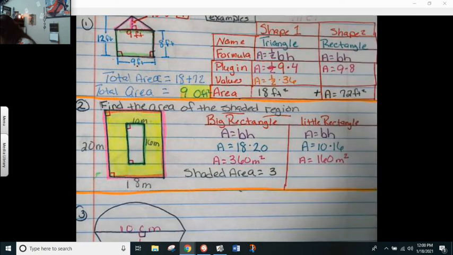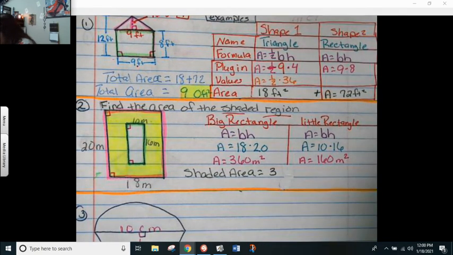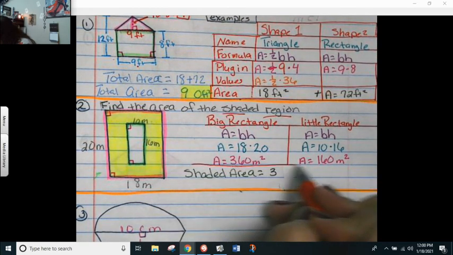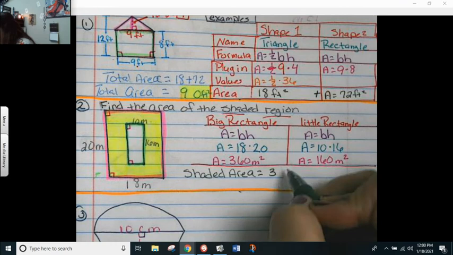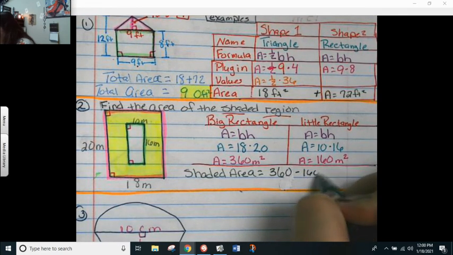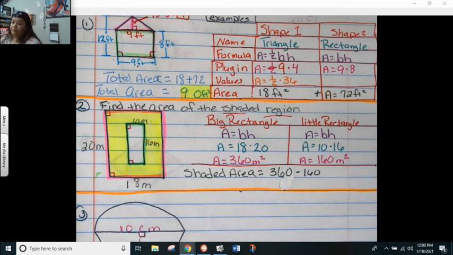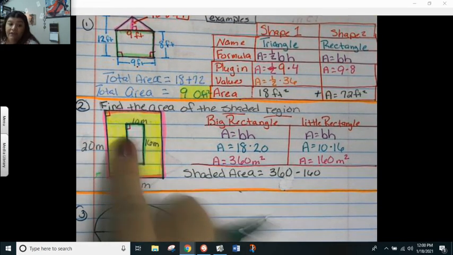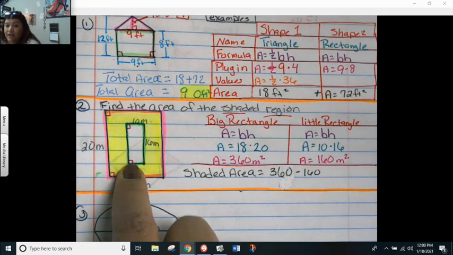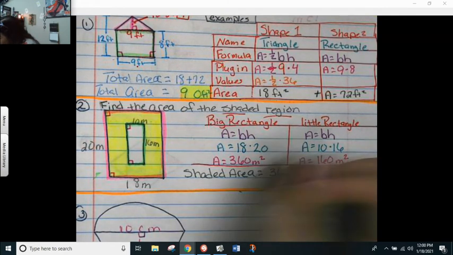Oh, I shouldn't have put that line all the way down. That's why whiteout was invented. Okay. So I'm going to take the 360 and subtract that 160, because the 360 is everything. I want to subtract out this part that is not shaded, and that's the little guy, the little rectangle. I'm going to go ahead and subtract that.